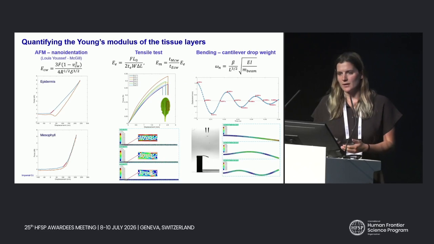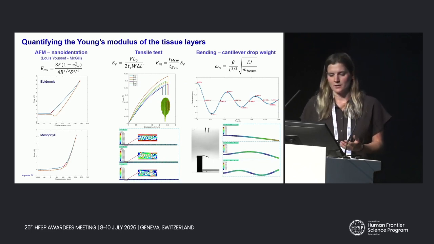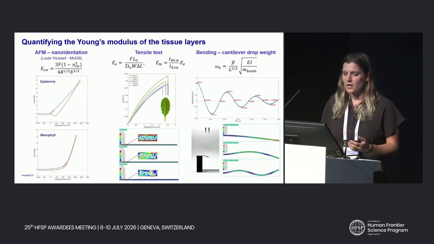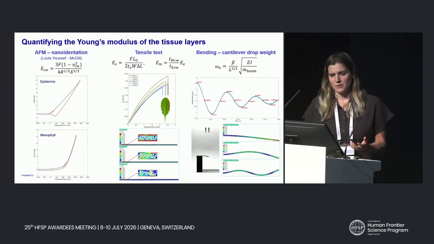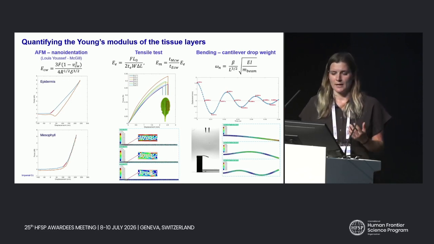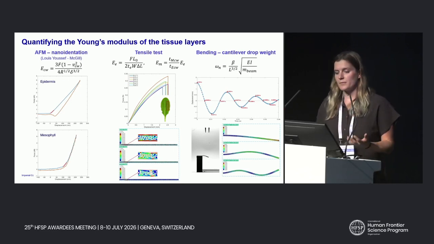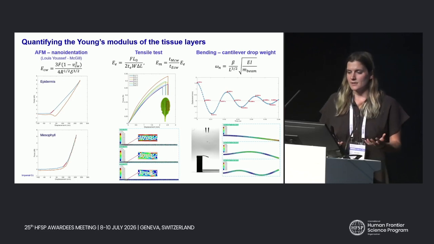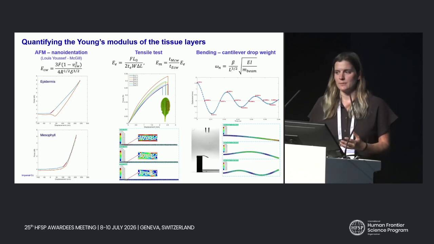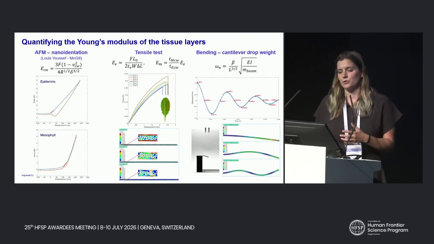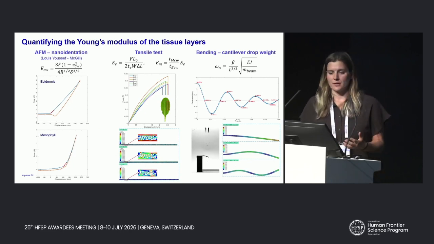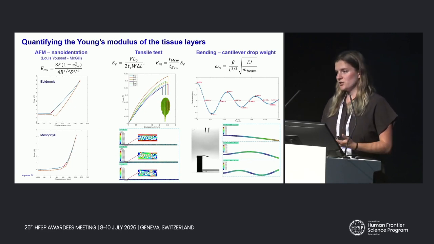The issue that we had was that you cannot separate these tissue layers, otherwise you're going to affect the turgor pressure. So therefore we had to do multiple testing to try and figure out how the load is distributed. So this involved AFM nano-indentation that was done by Louis at McGill, and then also some more of the macroscopic testing of the tensile and the bending. And from these we were able to derive some equations which represent what we think the Young's modulus would be for each tissue layer.